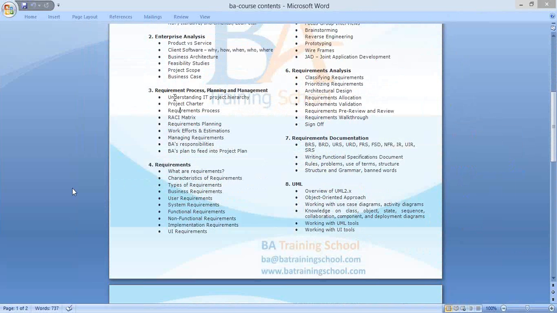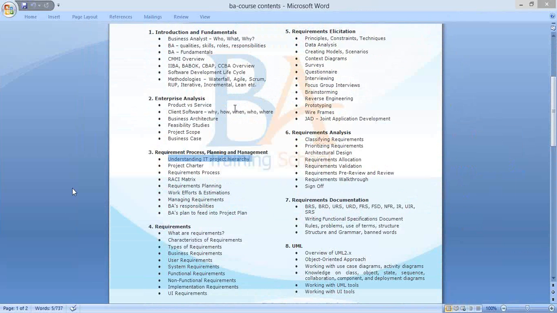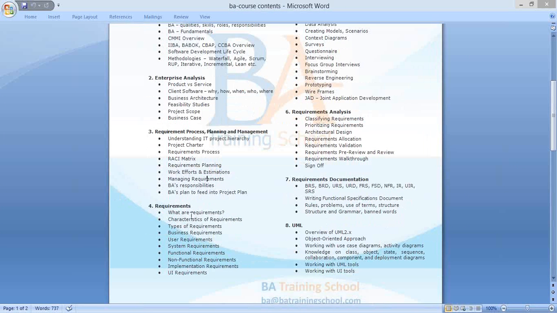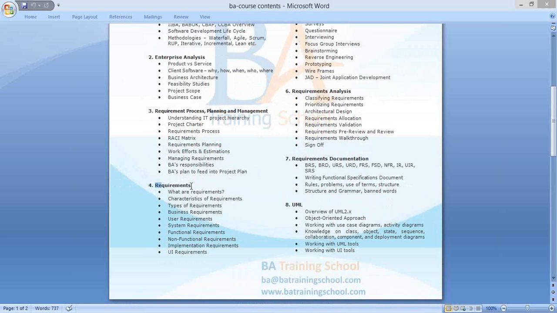And here the real thing starts, like understanding the IT hierarchy. This training suits people who are not from an IT background. If you do not have any idea how an IT project goes on, here you will understand what the IT project hierarchy is. Then you learn some internal things like what a project charter is, what the requirement process is, what the RACI matrix is. These are all the typical, very routine jobs of a business analyst, like giving your own work estimations, efforts and estimations, and the responsibilities, etc. And then the real stuff starts here, the requirements.